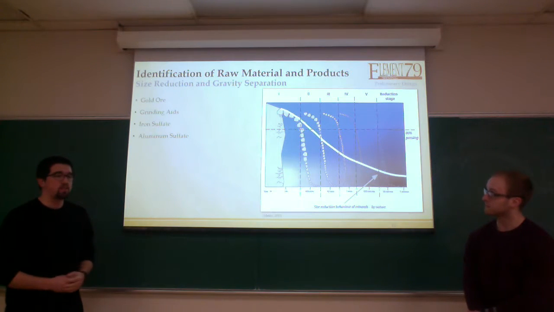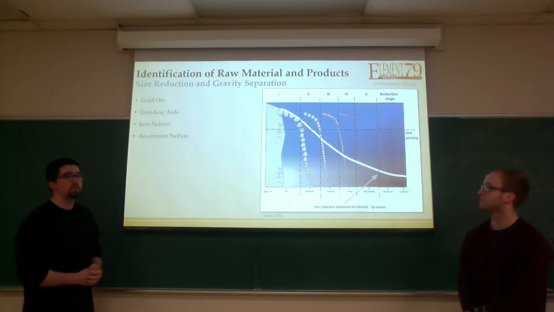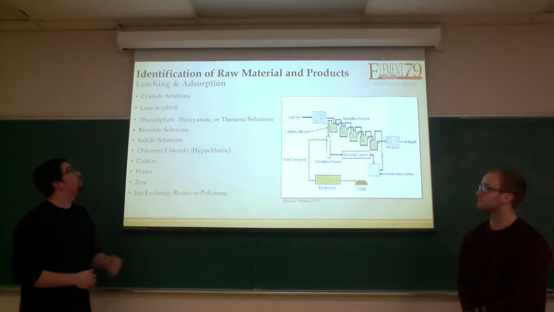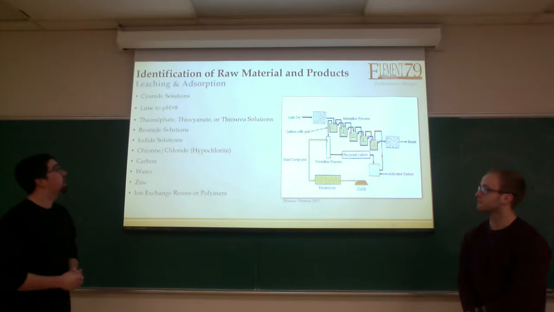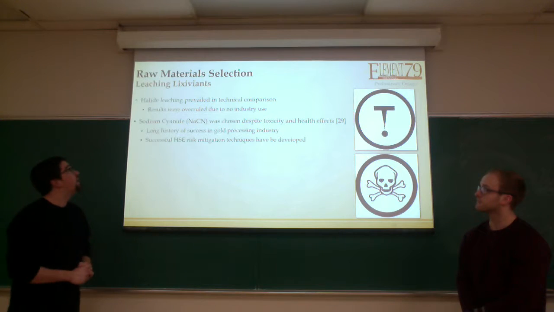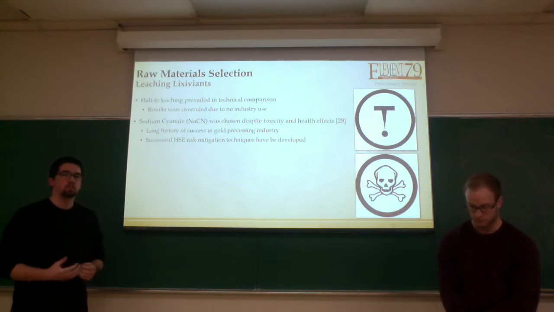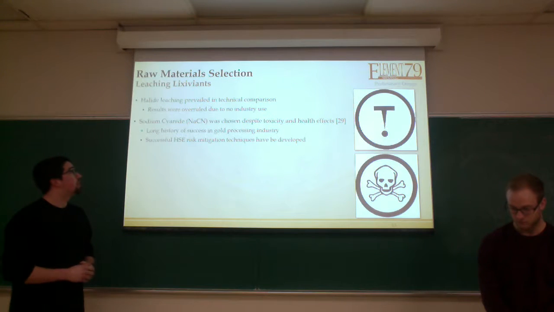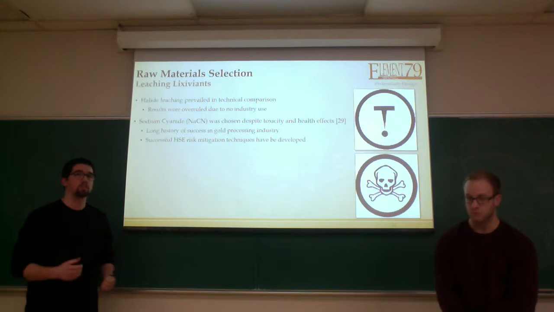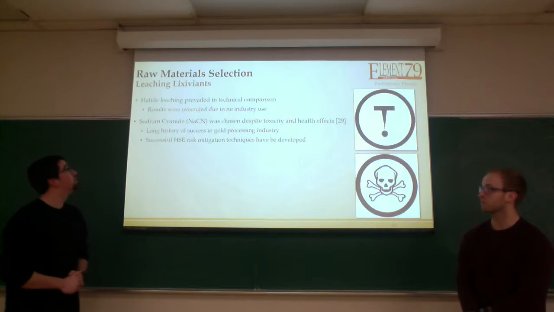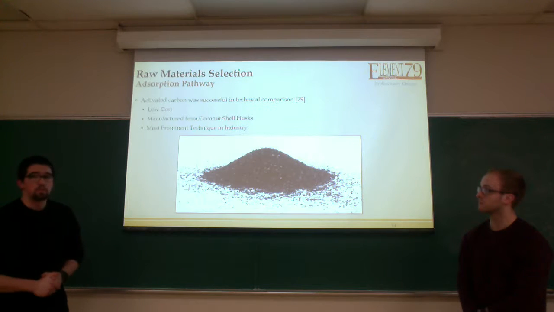We investigated some raw materials to select for the size reduction operation. As well as for our leaching absorption, we have some raw materials and additives such as cyanide solutions. For our leaching lixiviants, we did a technical comparison matrix to determine which one would be the best. Halides did win in the matrix, but due to cyanide being so predominantly used in industry, we decided to go with that one. And for absorption, we're using activated carbon as our absorption material.